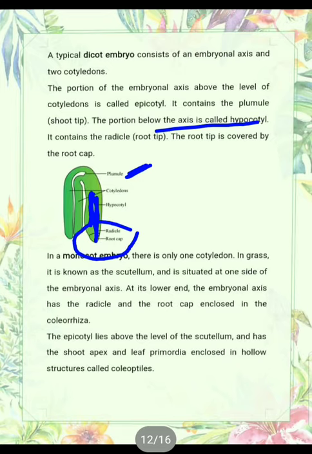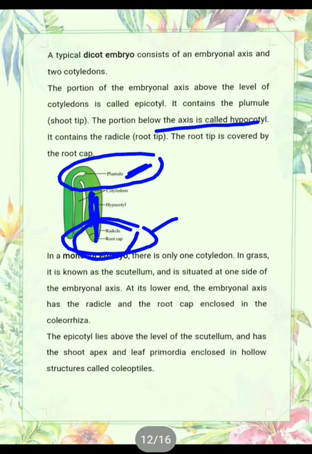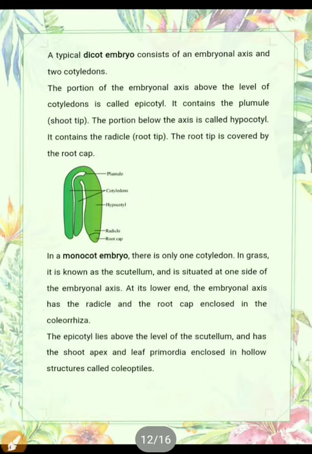Actually, after germination, the radicle converts into the root. So plumule helps in the formation of stem and radicle helps in the formation of root. This is the structure of a typical dicot embryo. In this case you can see that two cotyledons are present, that's why it is a dicot seed. This is the plumule which helps in the formation of shoot. This one is the hypocotyl, radicle and root cap. Epicotyl is not labelled here, but this region is the epicotyl.